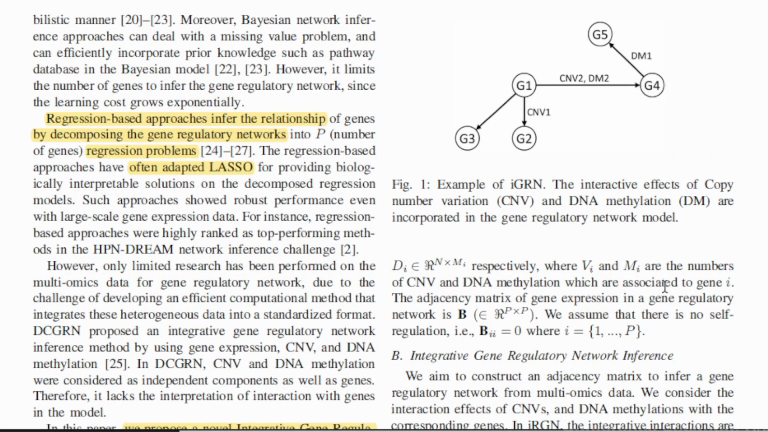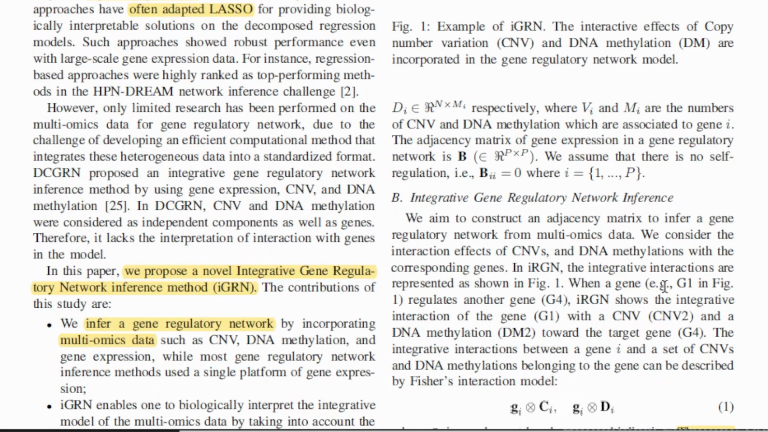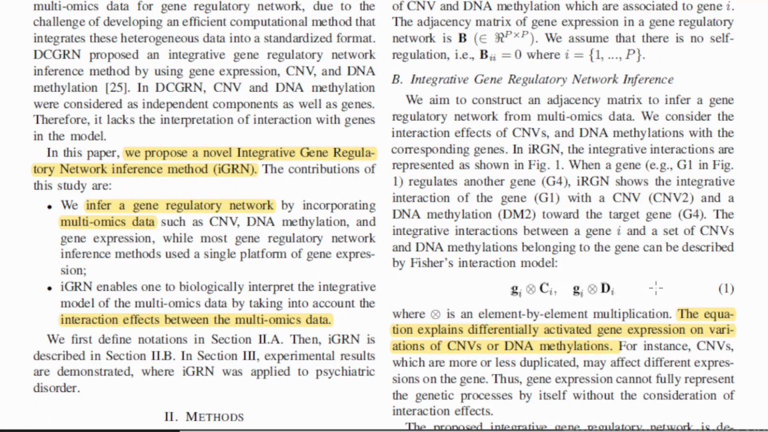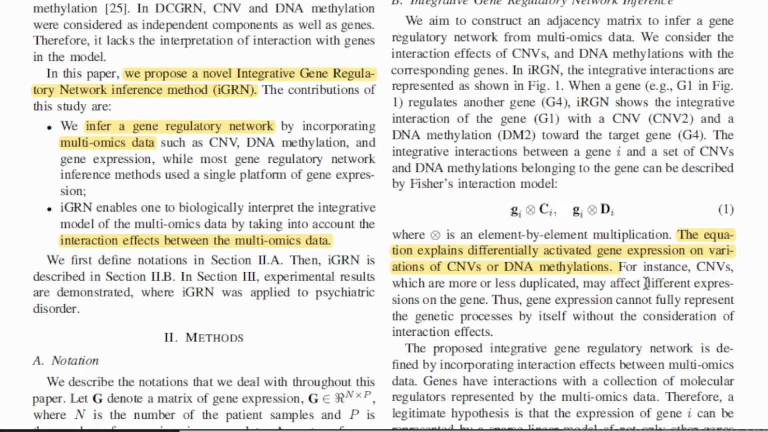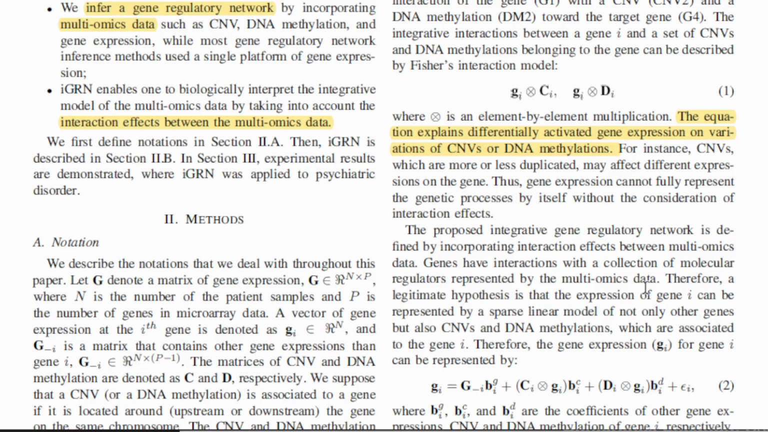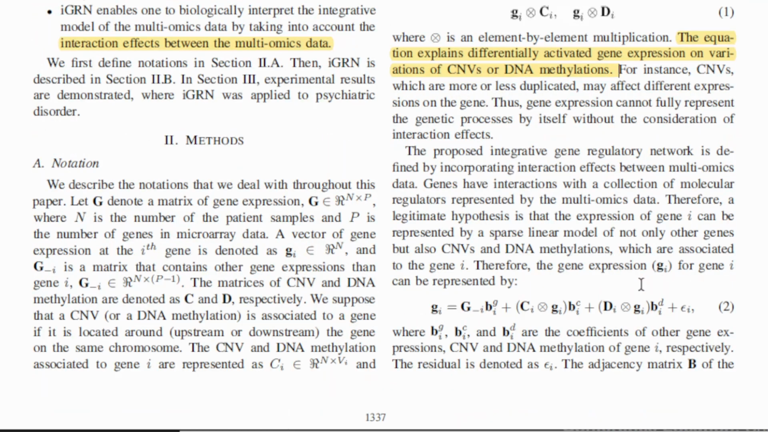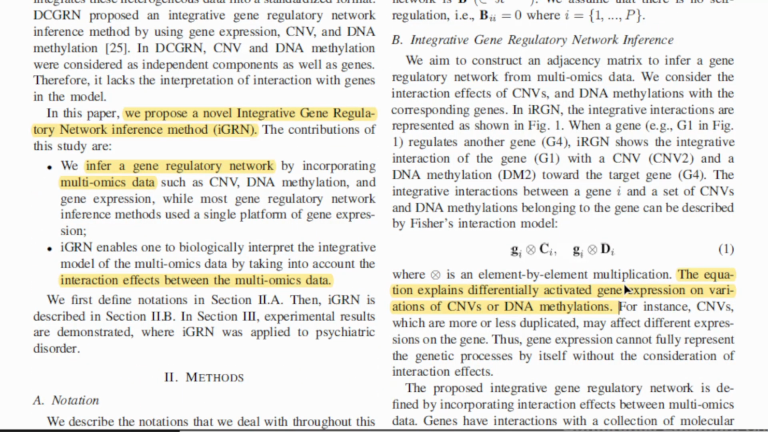The proposed integrative gene regulatory network is defined by incorporating interaction effects between multi-omics data. Genes have interactions with a collection of molecular regulators represented by the multi-omics data. Therefore, a legitimate hypothesis is that the expression of gene i can be represented by a sparse linear model of not only other genes but also CNVs and DNA methylations, which are associated to gene i. Therefore, the gene expression G_i for gene i can be represented by G_i equals G_-i times beta_i, plus C_i circled-dot G_-i times beta_i, plus D_i circled-dot G_-i times beta_i, plus epsilon, where the betas are the coefficients of other gene expressions, CNV, and DNA methylation of gene i, respectively.